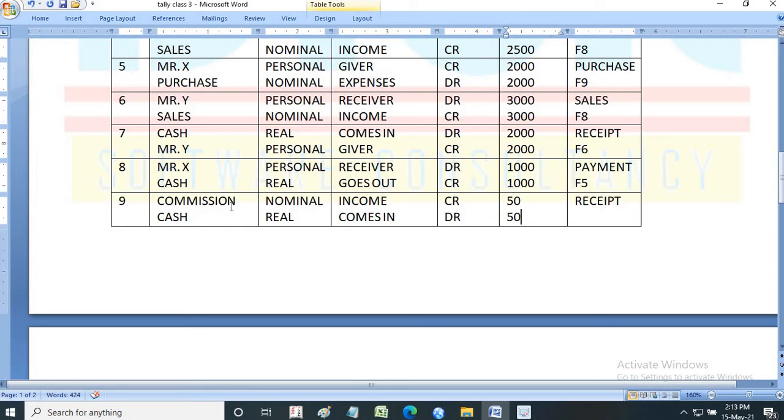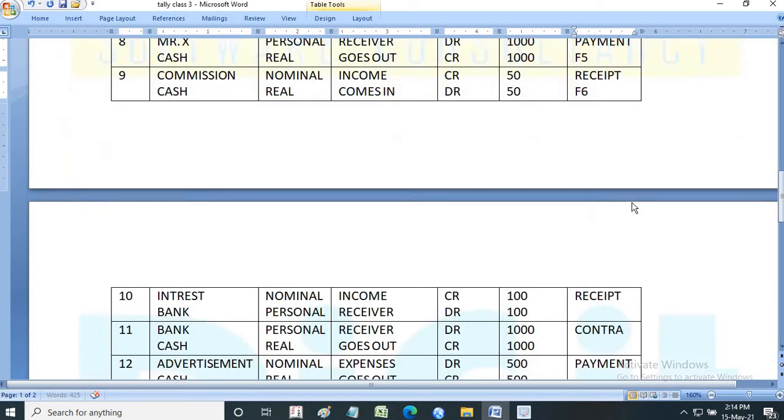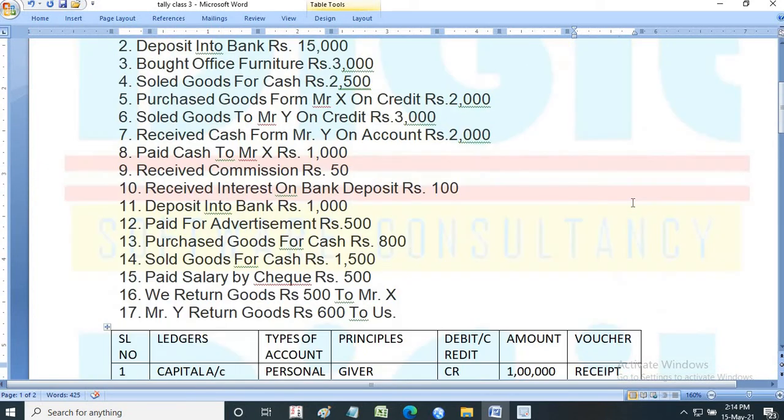Okay, commission means you are earning this commission, so it will be a nominal account and income will be credit. Okay, as per the rule, income should be credited, and cash, you are earning, so this comes in. Okay, real account, we know that already. I told you it never changes. Cash is real means it's always real, and incoming will be debit, so 50-50. And receive voucher, to pass this entry in Tally we have to select receive voucher, so it will be F6.